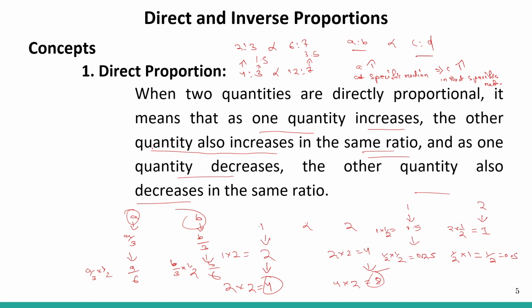Okay, so we have discussed the case for the direct proportion between two numbers. We took an example of 1 by 2 and then we doubled it, and we saw that 2 also got doubled, and then it got doubled again. So it followed that exact specific ratio that 1 was following. If A gets one third, then B will also get one third because they are directly proportional.